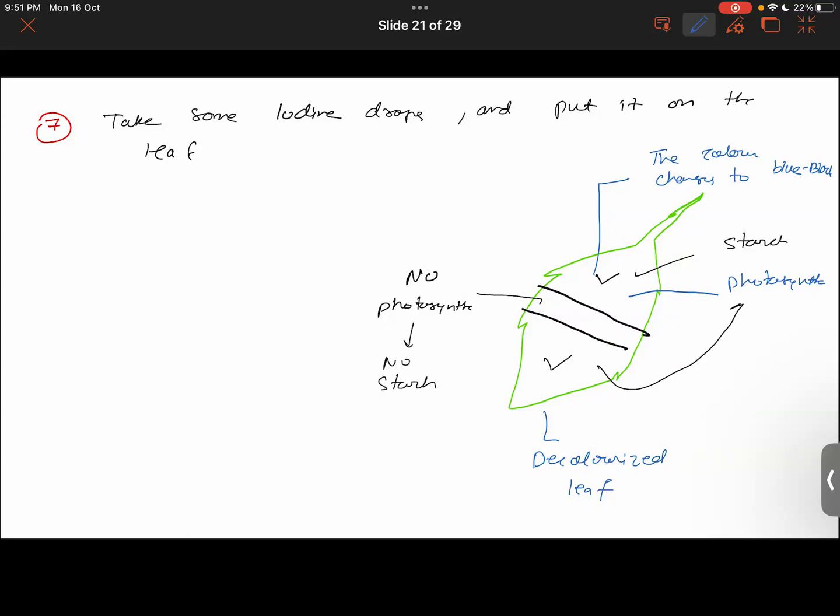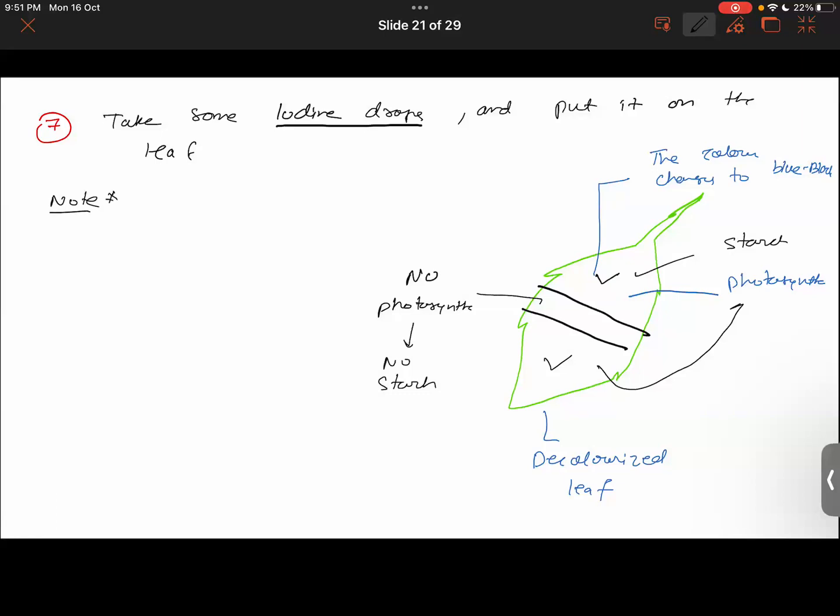It has been proved here. First you need to know the fact about the iodine drops. Iodine drops are used to check for the presence of starch. If it is added to any substance that consists of starch, its color changes to blue black. Can you understand?